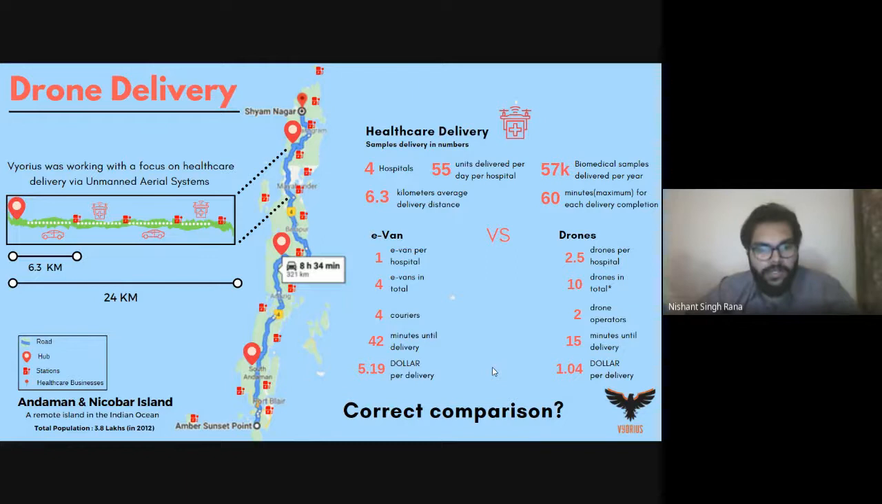And what does the van cost? And you would say $5.19. And suddenly everyone will be like, oh, so drones actually cost less. So why is not everyone going towards the drone side? What is it that people are missing, or I'm omitting from this? And is this a correct comparison?